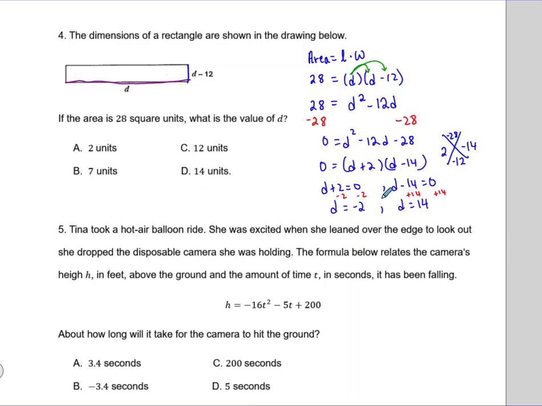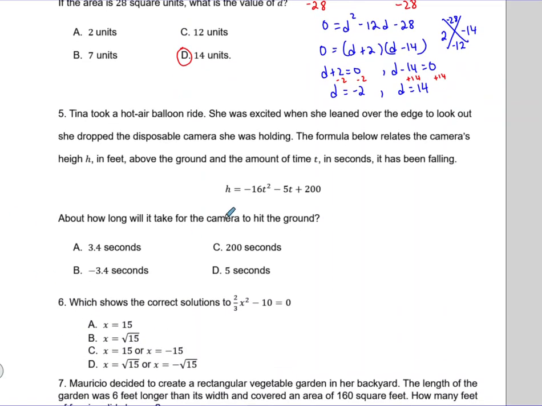There you go. I did this by hand, and again, remember, I'm going to go ahead and choose the positive answer. All right, number 5. Tina took a hot air balloon ride. She was excited, and then when she leaned over the edge to look out, she fell.